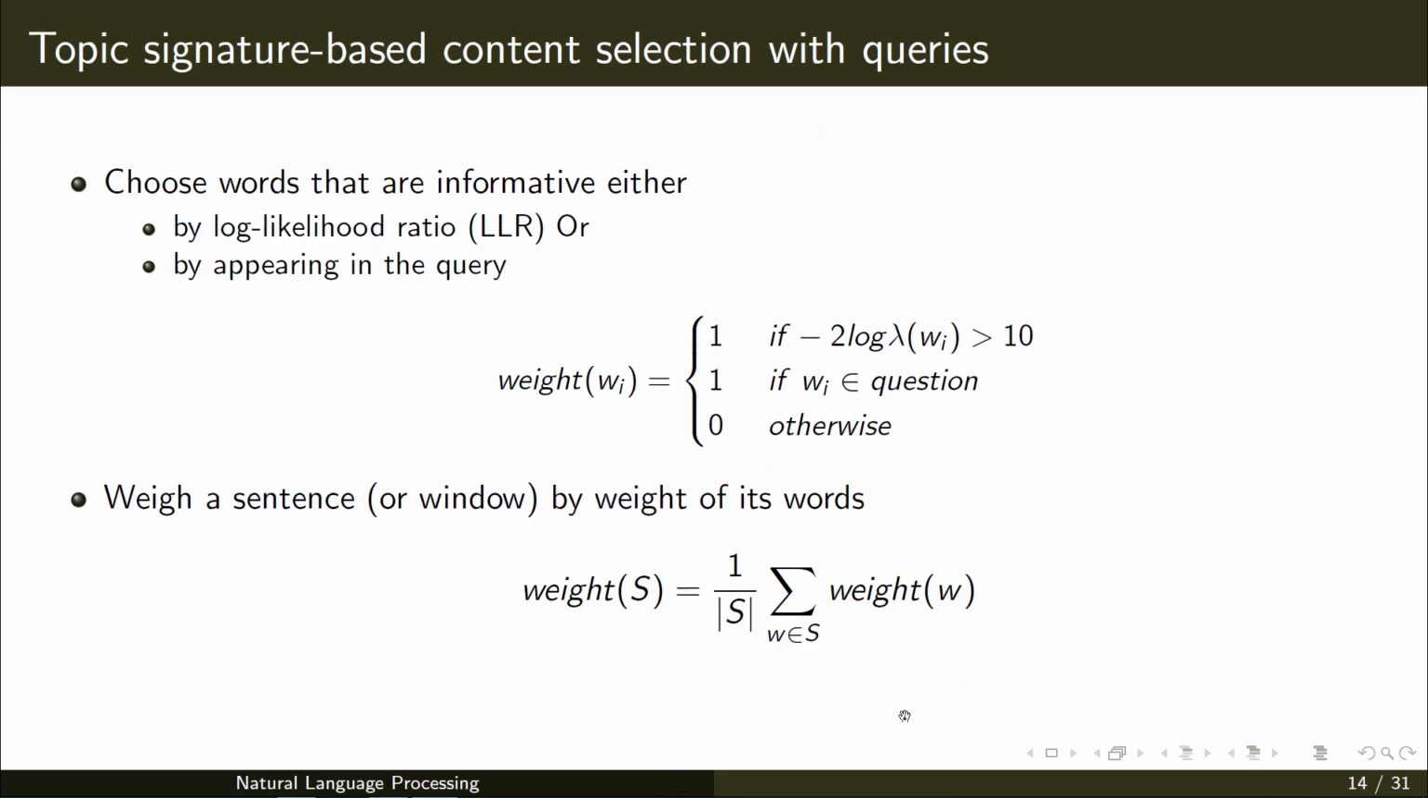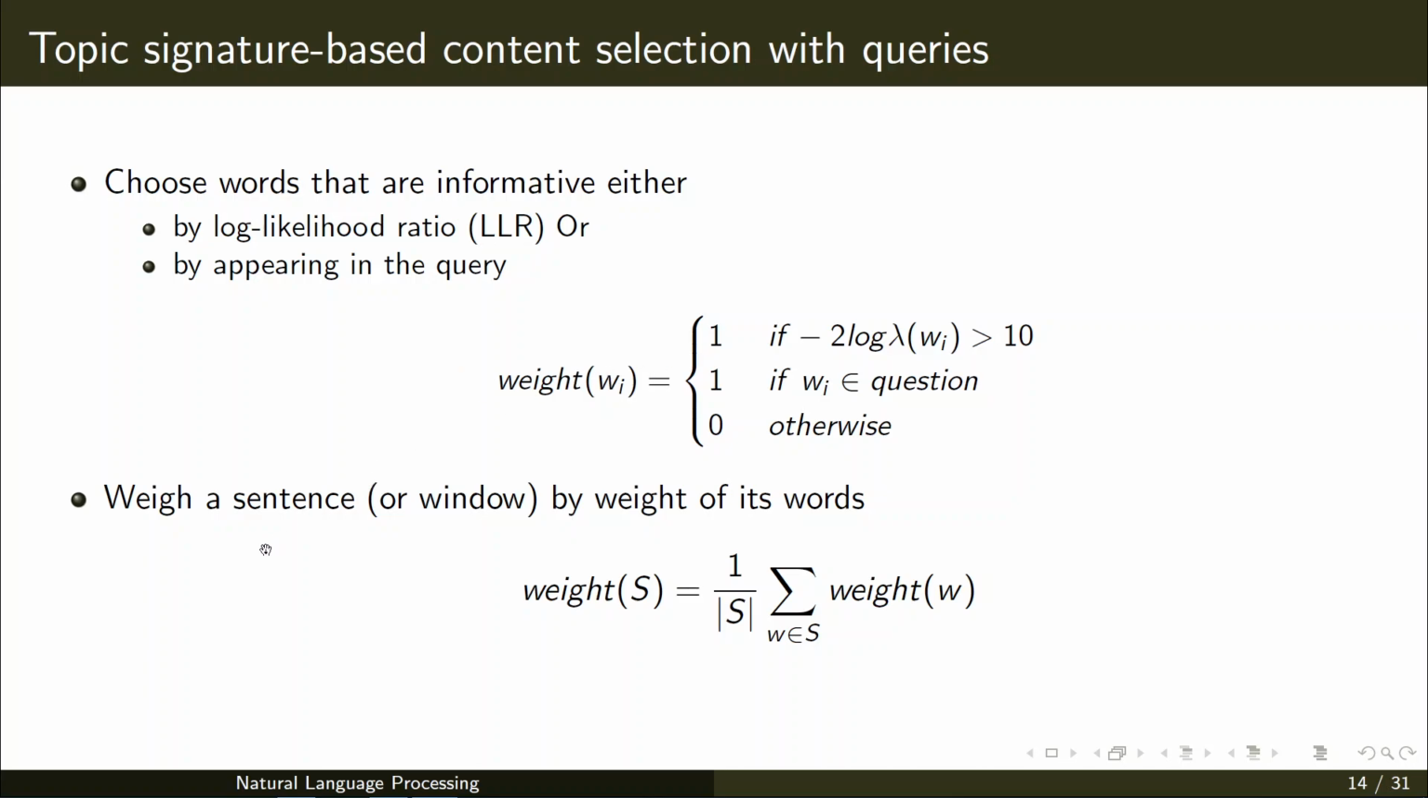You can actually use query based content selection, means while using LLR plus by appearing in the query. If a particular query word is appearing, then if that word is available in the question, then that also will be selected as 1. In this case, if LLR value is taken, plus the query is also taken. So that is by combining these two methods, that is query plus LLR method.